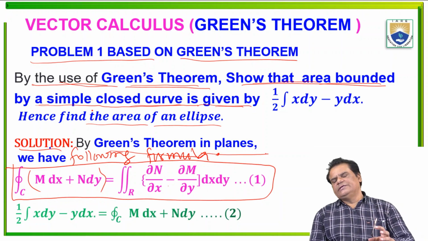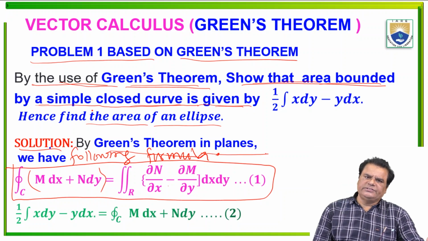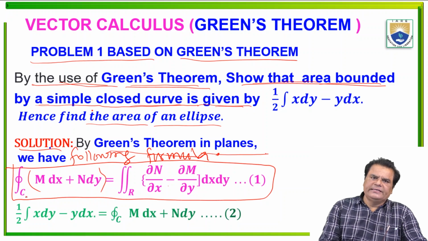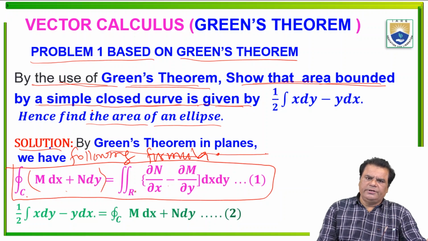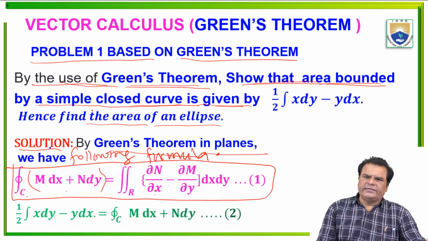This formula is known as the Cartesian form. On the left-hand side, we have the integral over curve C of M dx plus N dy, a two-dimensional curve. On the right, the double integral over R, where R is any region, of dou N over dou x minus dou M over dou y, dx dy. Now we are given an integral and want to find its value.